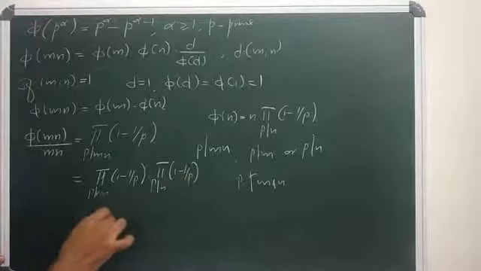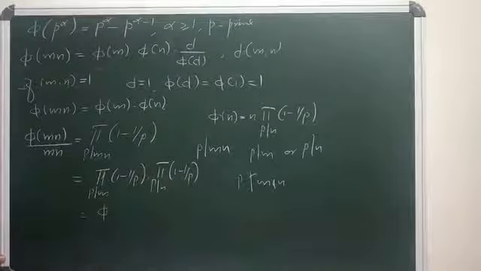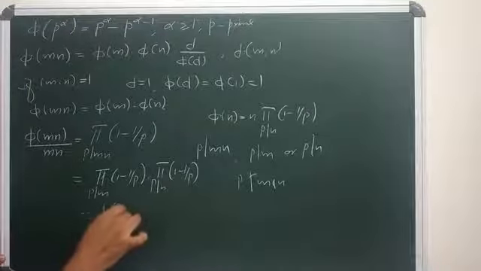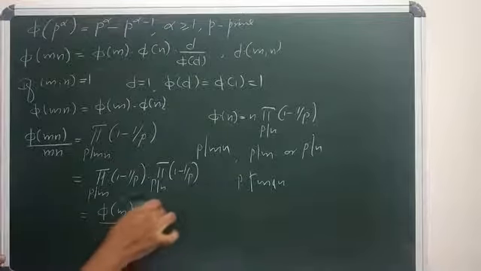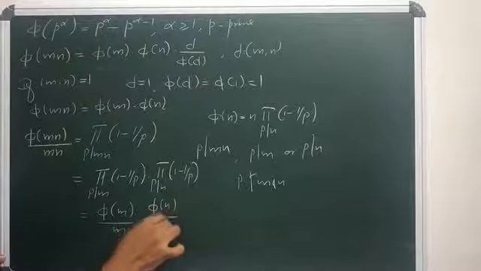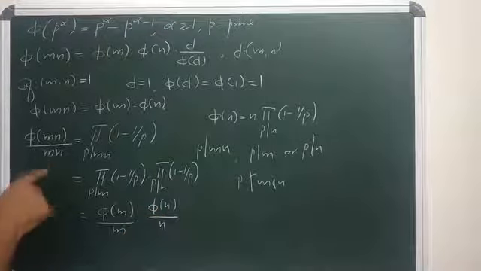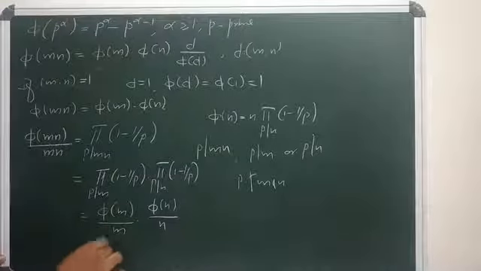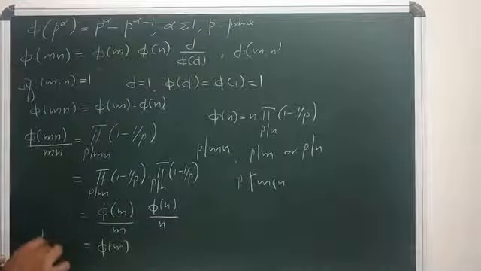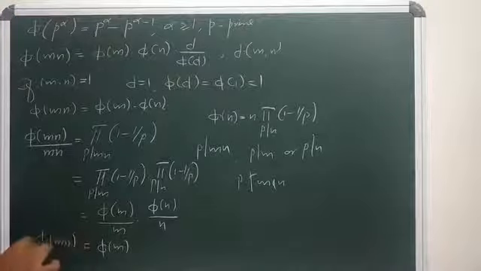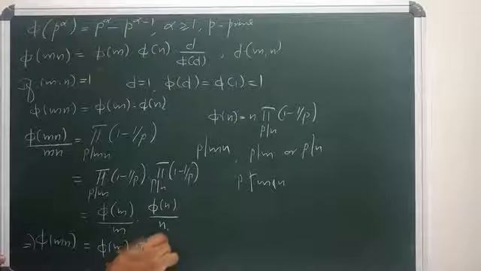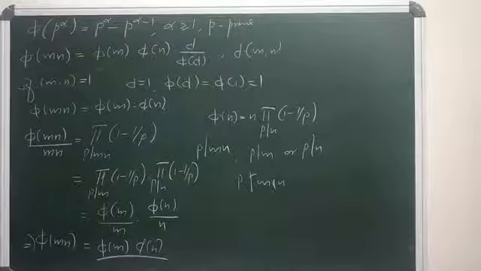So the product over p dividing m of 1 minus 1 by p is nothing but phi of m by m, and the second term is nothing but phi of n by n. Cancelling m and n, it is finally phi of mn equals phi of m into phi of n. So this is another proof. Okay, right. So this is the third property of the Euler-Totient function.